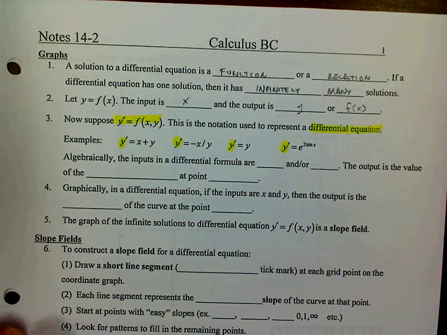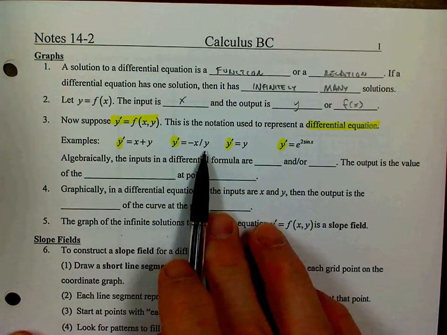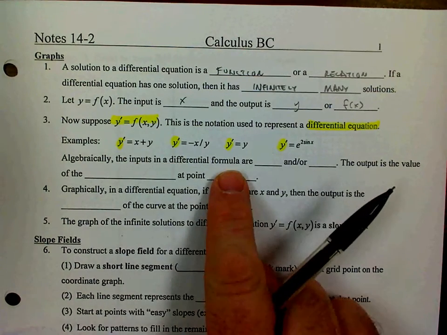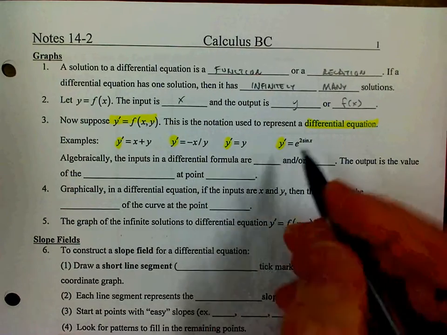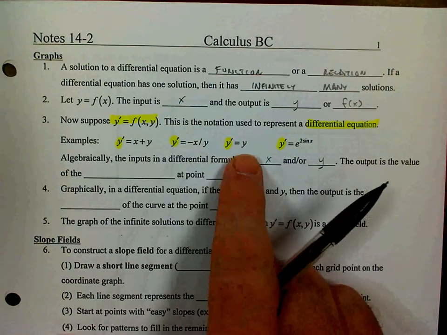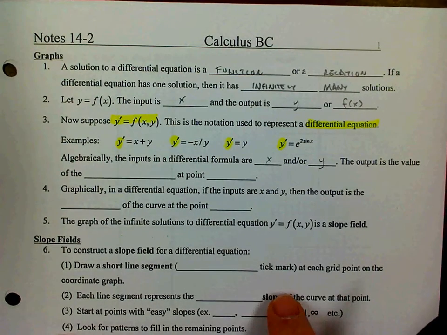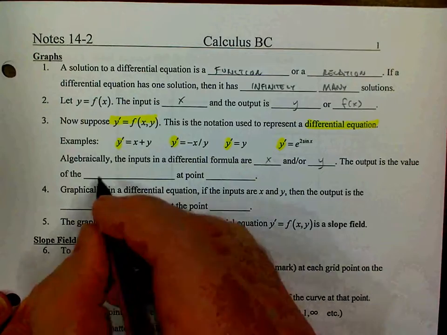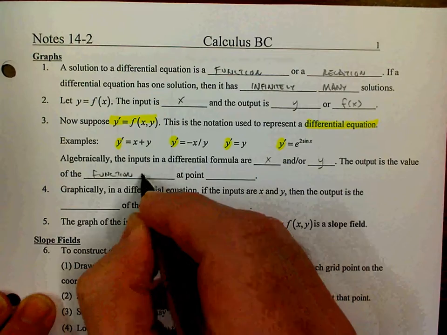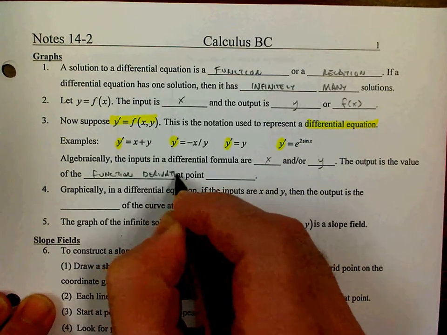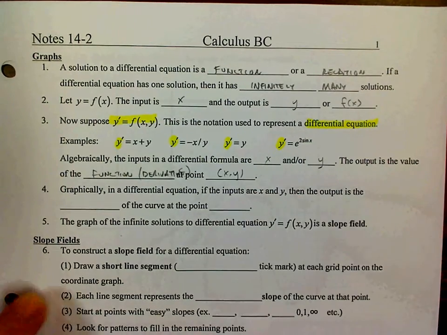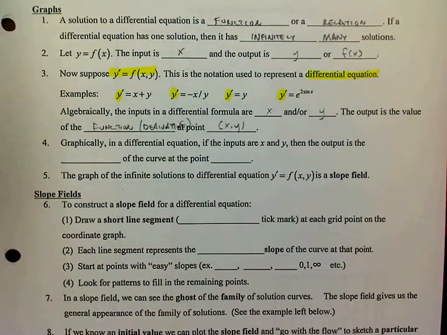In these, you'll see that some of them have x's and y's, one only a y and one only x's. Algebraically, the inputs on these differential equations could be x, could be y, or both of them. Both of them in these two, only y and only x. The output value will be the value of that function, or in this case, whatever that derivative is, at whatever point we have, so whatever x, y value that we use.